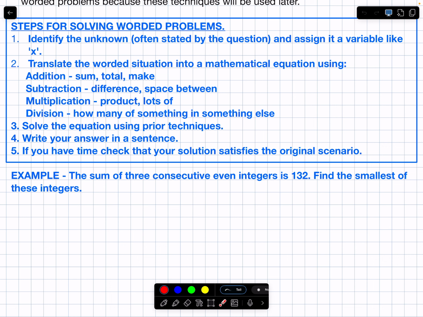What is step 3? Solve the equation using prior techniques. What are those prior techniques? What are we doing week 1? Those are your prior techniques. Solve the equation using prior techniques. Same operation, both sides, to get rid of everything in reverse BEDMAS order.